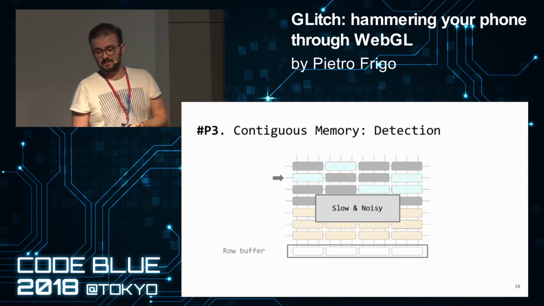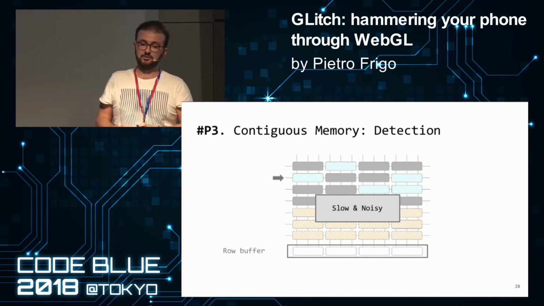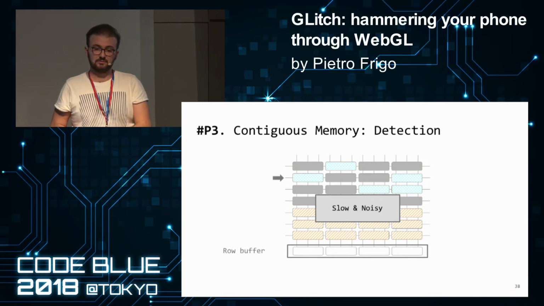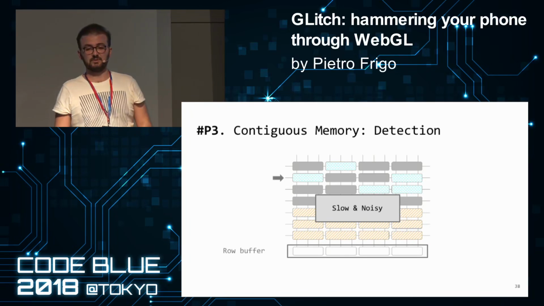Now clearly, this is slow most of the time, but most importantly, it's very noisy. So you don't know where the data is going to come from. And as a consequence, the standard deviation of your signal is going to be very different depending on which pages you touch.